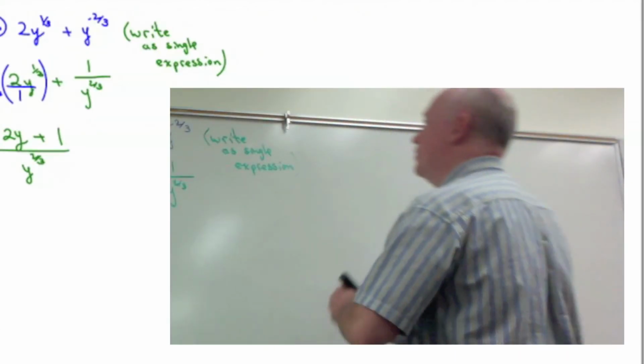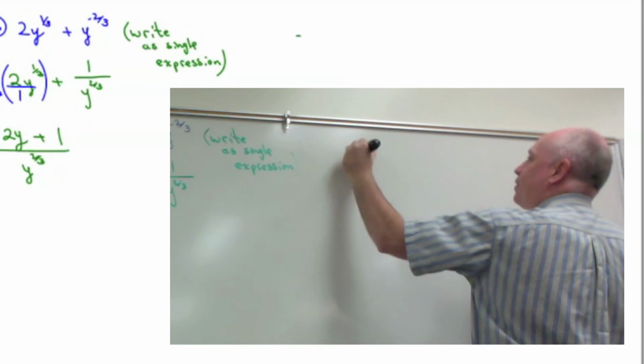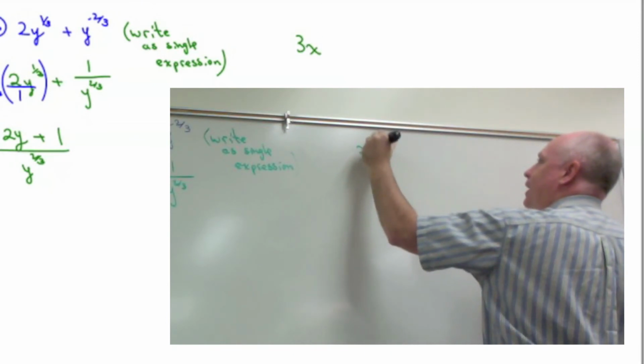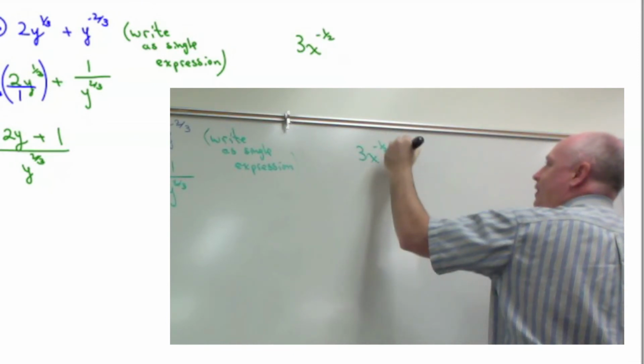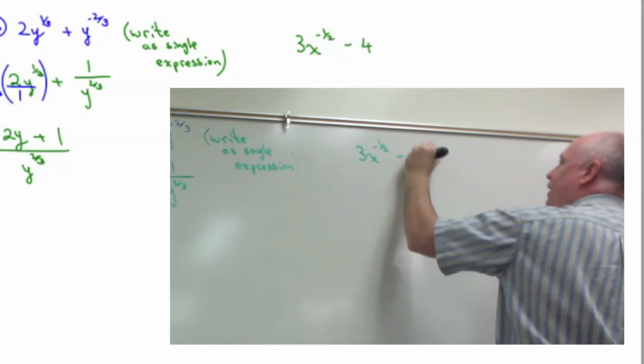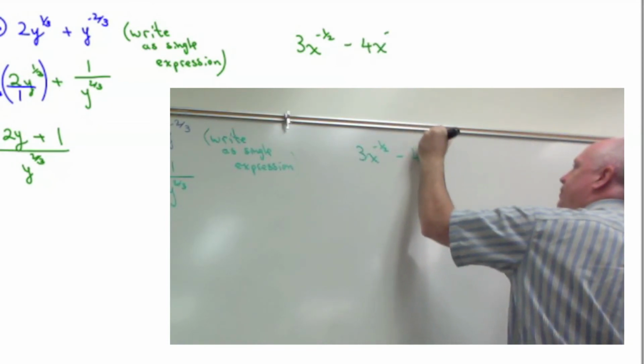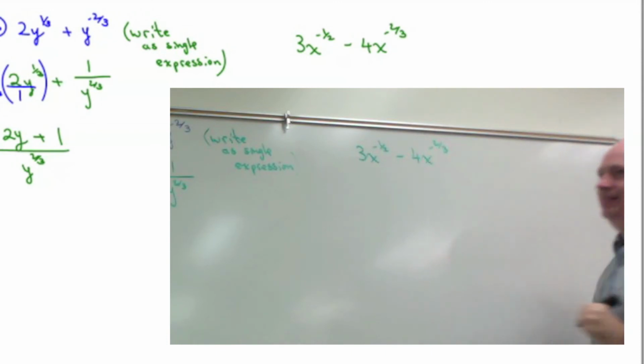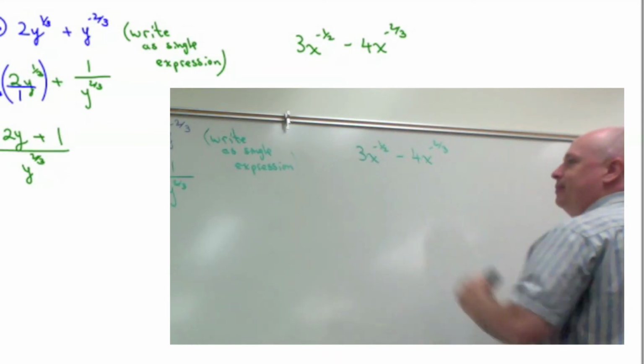How about something that looks like this? 3x to the negative 1/2 minus 4x to the negative 2/3. This is about as ugly as I can make it. What should I do first if I'm going to write it as a single expression?